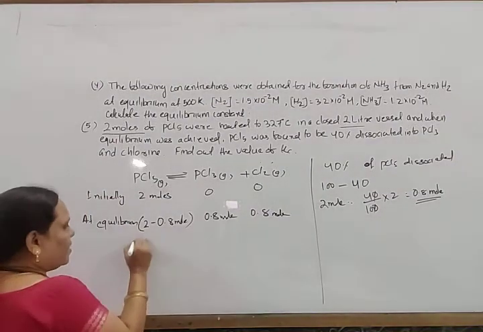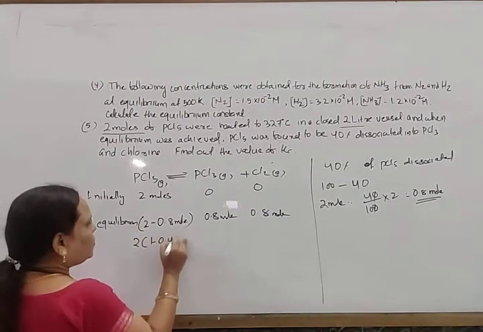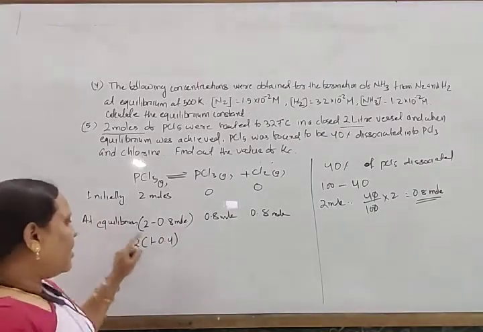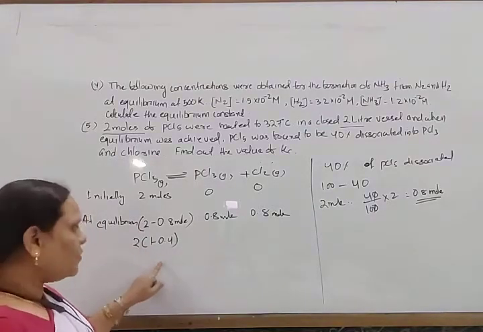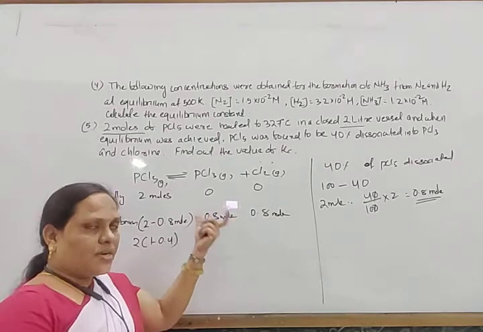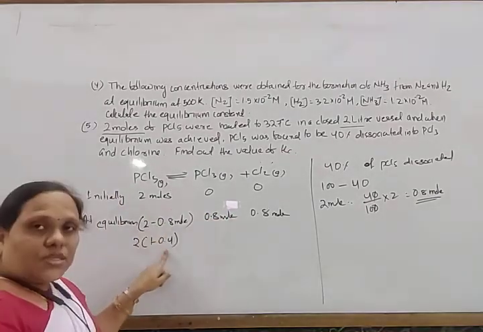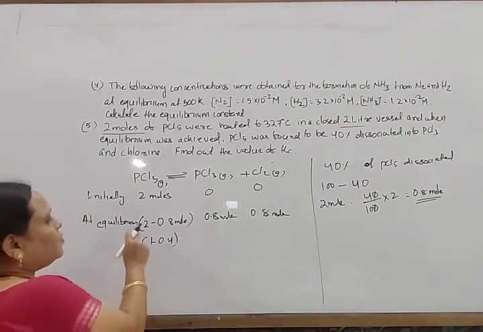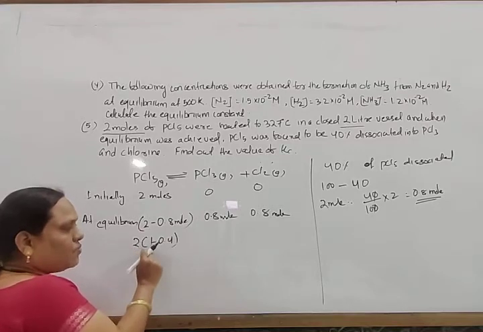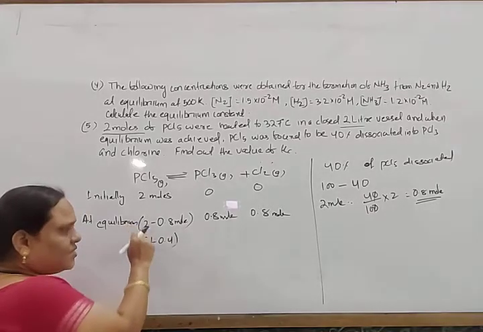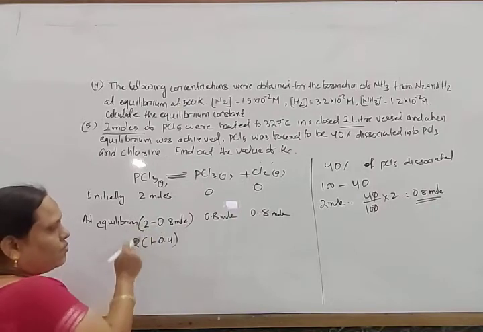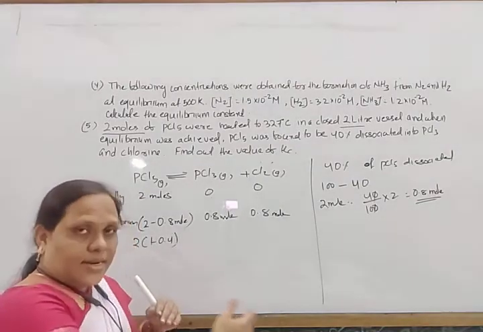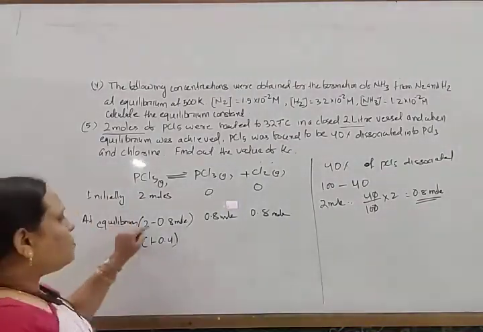Okay, to this I can also write 2 into 1 minus 0.4. This 40 by 100 is known as the degree of dissociation, alpha. So 1 minus 0.4; in this way also you can write. So 2 minus 0.8 mole, or you can write 2 into 1 minus 0.4, taking the common factor. If 0.8 mole is reacted or dissociated, then how much remains? It is 2 minus 0.8 mole.